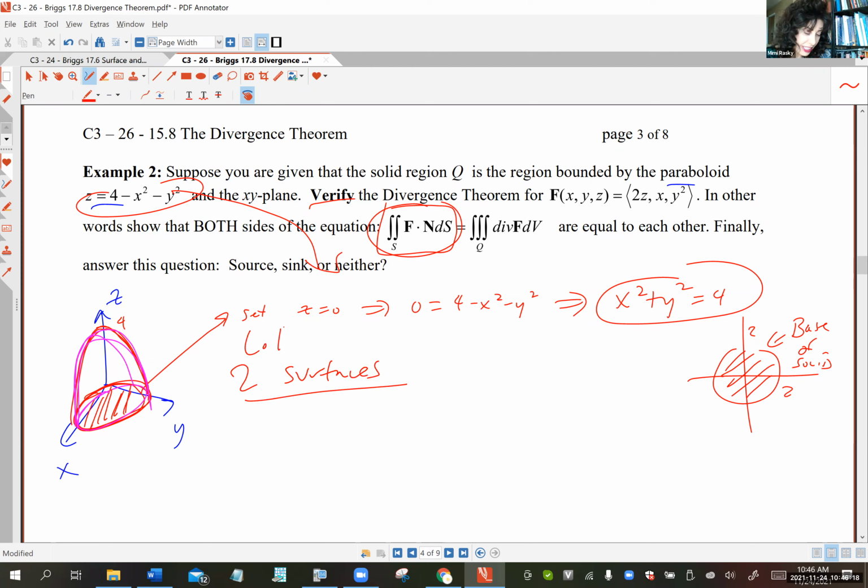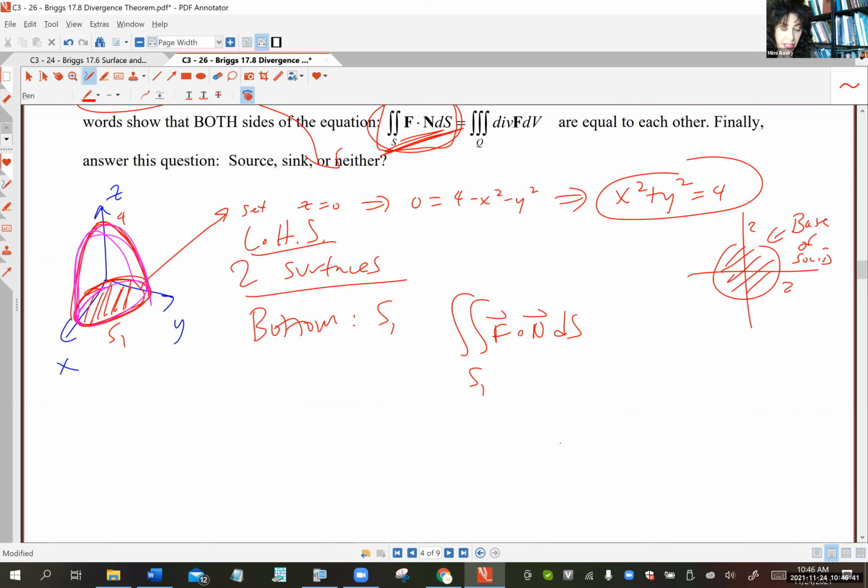So we're going to do the LHS, the left-hand side first. There's 2 surfaces total. You've got the bottom. How about if we call the bottom S1? So we're going to have to do a flux integral for S1. It's going to be the double integral over S1 of the vector field dot N dS. That's going to be the flux that goes through the base of our solid.